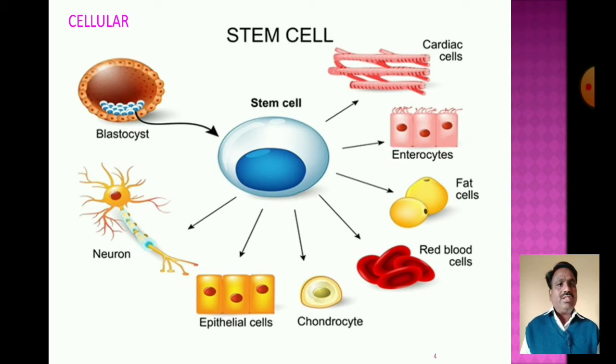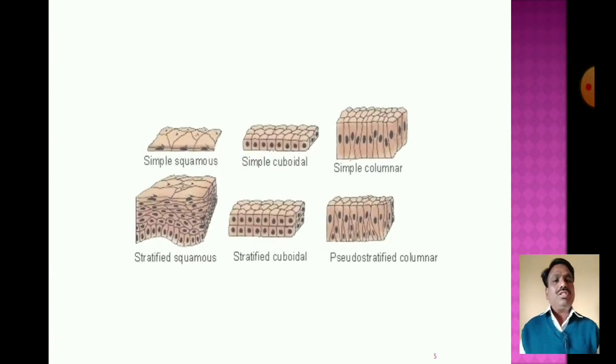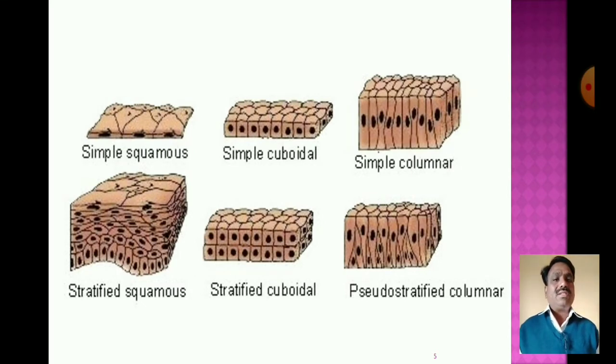Then there are other cells: enterocytes, fat cells, red blood cells present in the blood, epithelial cells, neuron cells, blastocyst cells and chondrocyte cells. These different types of cells are produced from stem cells. Now look at these pictures: simple squamous cells, simple cuboidal cells, simple columnar cells, stratified squamous cells, stratified cuboidal cells, and pseudostratified columnar cells.